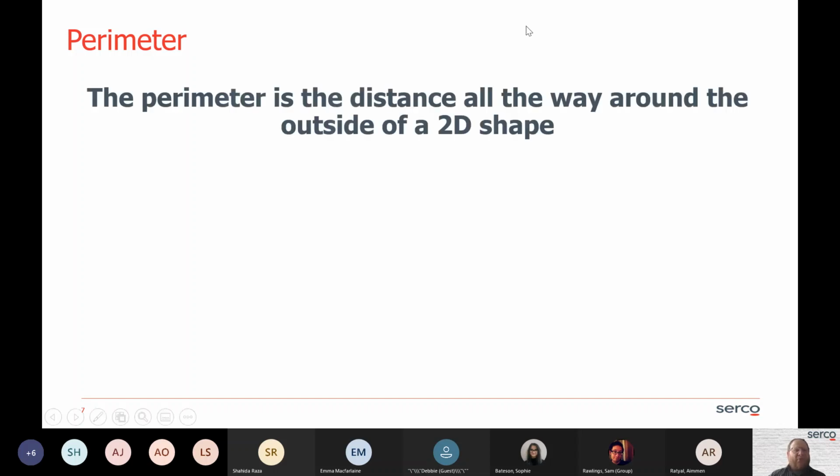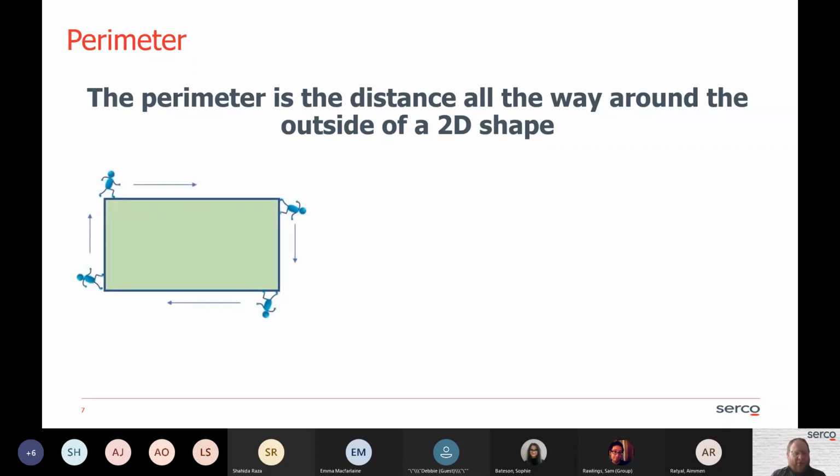Right, so indeed the perimeter is the distance all the way around and outside of a 2D shape. So if we've got a flat shape, so again, if we're thinking about our garden, then the perimeter is the distance all the way around our garden. And again, let's imagine it's a nice straight shape for now. So if you imagine going around a shape, you'd be going along one side, down the other, along the other side, and up the other, and that would give you the perimeter.